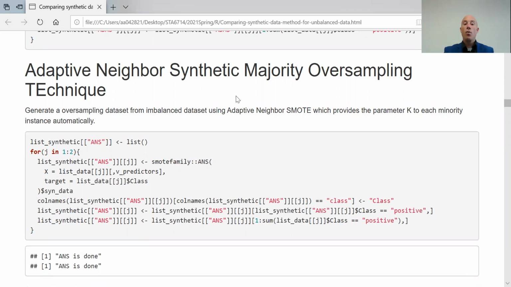Next, we have adaptive neighbor synthetic majority oversampling technique. So we generate an oversampling data set from the imbalanced data set using an adaptive neighbor version of SMOTE. And it provides K, the number of nearest neighbors, or not nearest neighbors, but adaptive neighbors included in the generation.